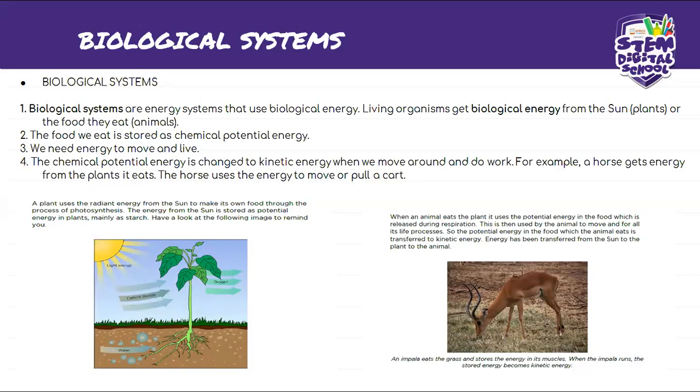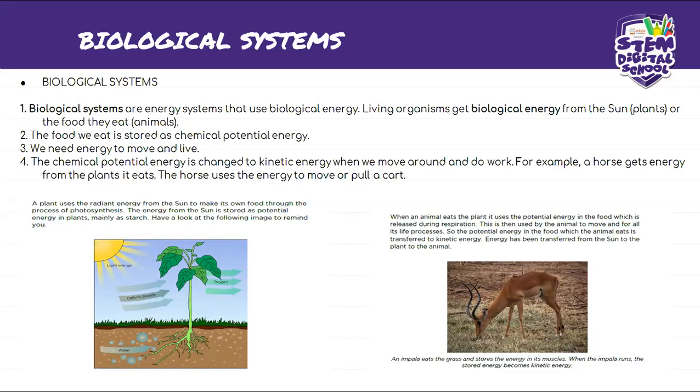For example, a horse gets energy from the plant it eats. The horse uses the energy to move or pull a car. Now let's look at examples of biological systems. So we have a plant there, and a plant uses the radiant energy, so if you like sunlight, the sun's radiant energy, that is the rays from the sun, to make its own food through the process of photosynthesis. The energy from the sun is stored as potential energy in plants, mainly as starch.